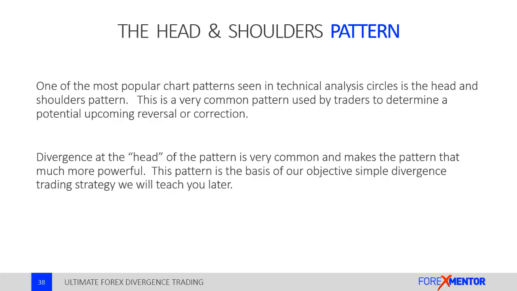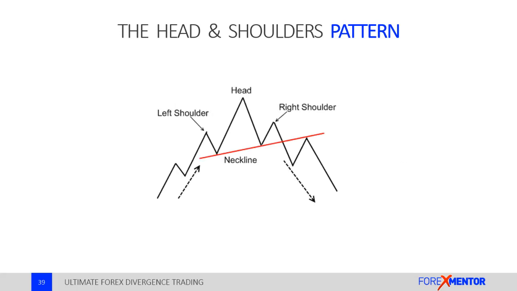Now let's take a look at what the head and shoulders pattern is. This is an example in an uptrend where you have the market create a shoulder, then a pullback. It extends into a head, an extreme level. Then we see a larger pullback.